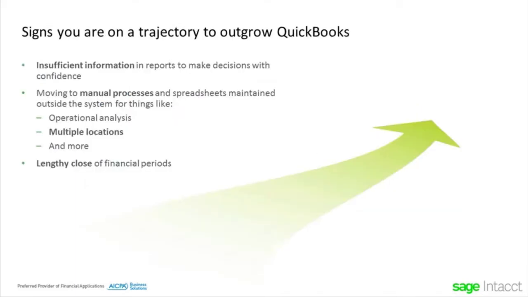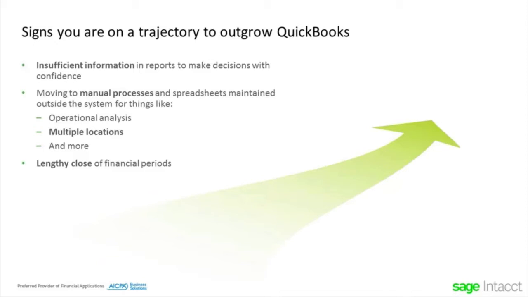So when we look at signs that you're on a trajectory to outgrow QuickBooks, there's a couple things we need to take a look at. As your business grows, you kind of have to come to that decision point. When are you ready to move up to a more robust system? And there's some things that are going to show up. In other webinars, we talked about the lack of automation around things like billing and revenue recognition. We also discussed managing multiple locations or business entities.